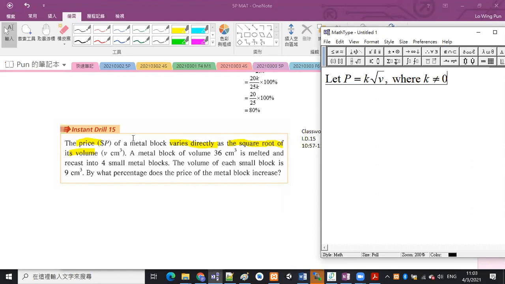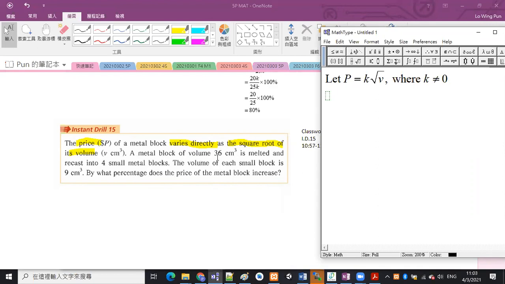So now we have the large metal block, the original one, and we have the small metal blocks, that is the new ones. Okay, the volume of each small block is 9 cm cubed. By what percentage does the price of the metal block increase?